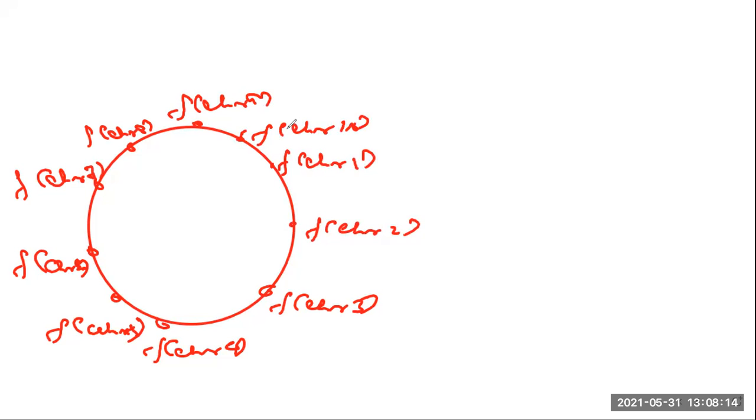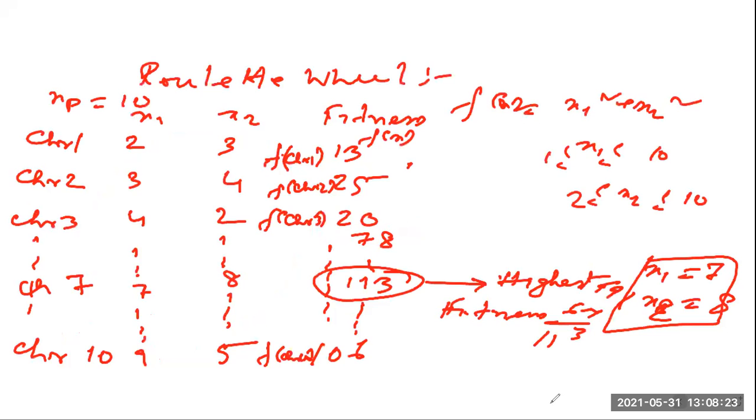Now, which one is having the highest value of the fitness value? 7 and 8. Not 8. 7 and 8 means chromosome is? Chromosome is 7. Okay. Chromosome 7 has two values, X1 and X2. X1 is 7 and X2 is 8. So it is basically chromosome 7.